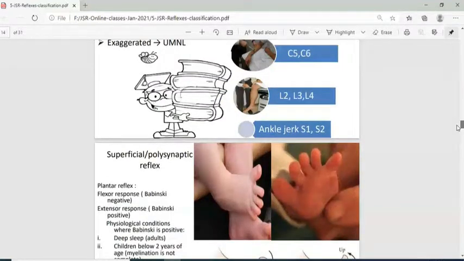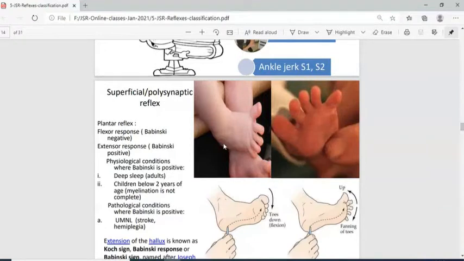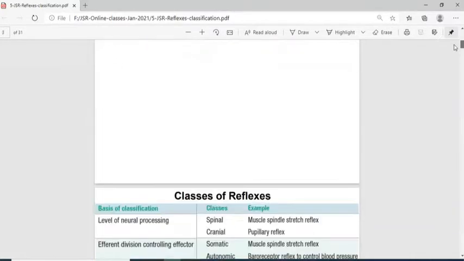And this is the Babinski sign. This is the superficial reflex. Another superficial reflex can be done on the abdominal region, upper abdominal area and lower abdominal area. Okay. So this much for today, class. Is there any question?